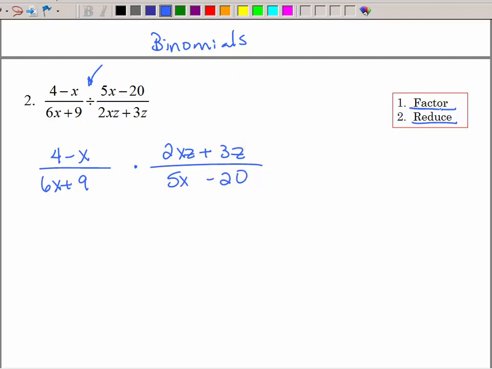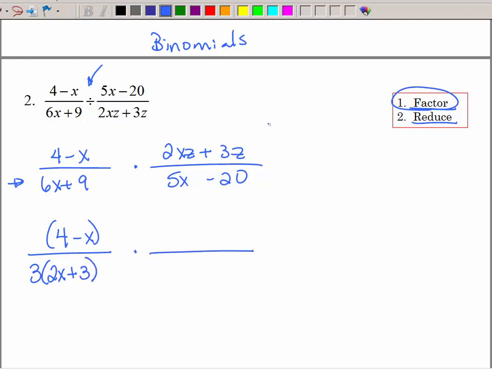Now let's talk about factoring. Can you factor 4 minus x? No, you cannot, so it stays just like it is, and we're going to put parentheses around it to remind us that that is indeed a factor, and you can only cancel out like factors. On the bottom, how do you factor that? A GCF of 3. So 3 times 2x is 6x, and 3 times 3 is 9. On the top here, I see a GCF of a z.